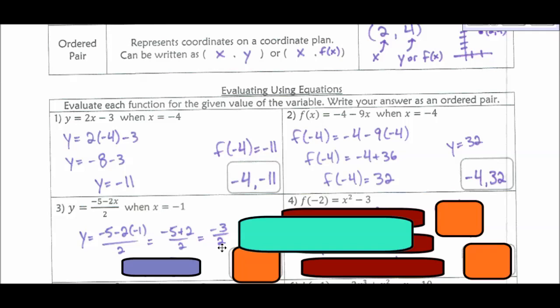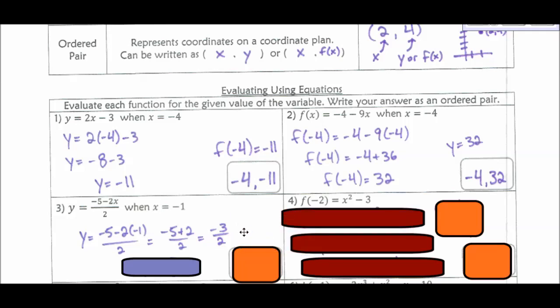And nothing about the bottom changed. You could write that as a decimal if you really like to. You could write negative 1.5 if you want, but I'm just going to leave that as a fraction. So y is negative 3 over 2. We could also say that f of negative 1 is negative 3 over 2. And yet another way to say that is as an ordered pair: negative 1, comma, negative 1.5, or that fraction.